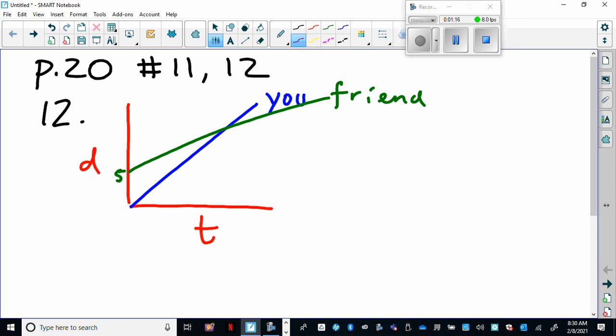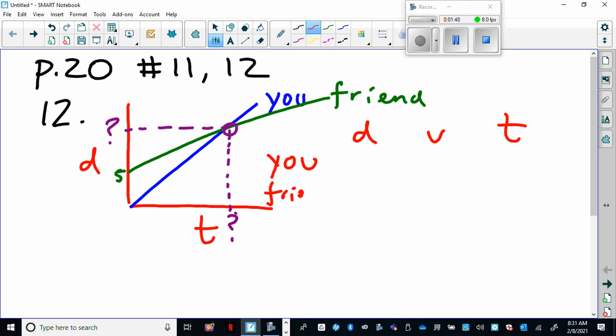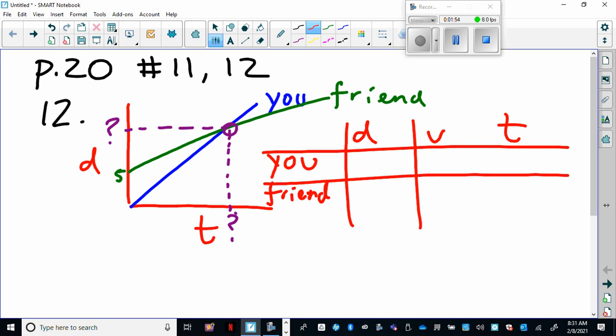And the question is asking, at what time and distance will you meet? And you can see that this is the intersection point. And so we're looking for that time and this displacement. There are many ways to do this, but the way that I like to do it is just using a DVT chart. Here's you, here's your friend, and we're just going to fill in this chart, and then we're going to use that information to solve the problem.